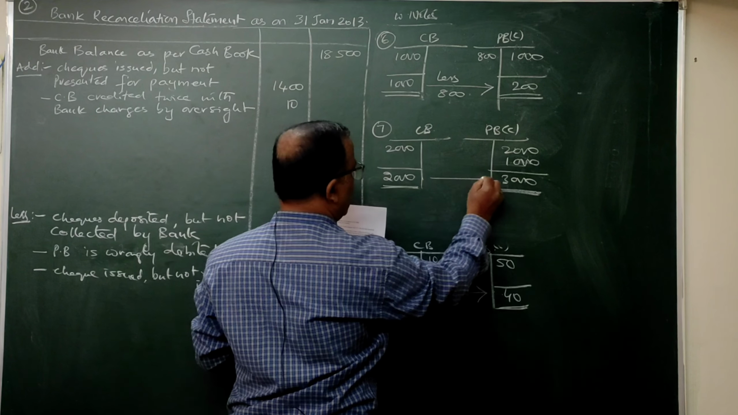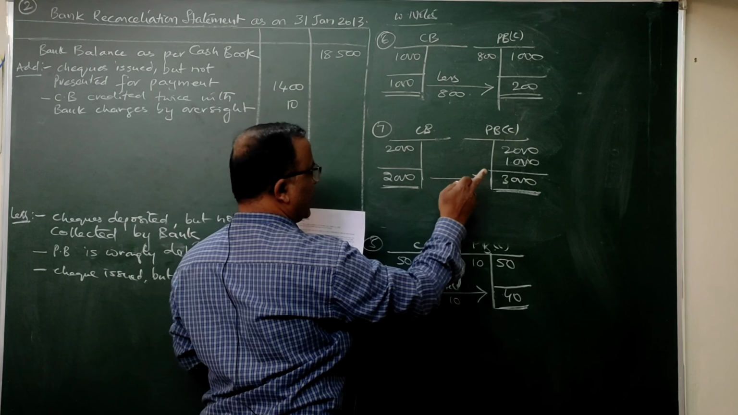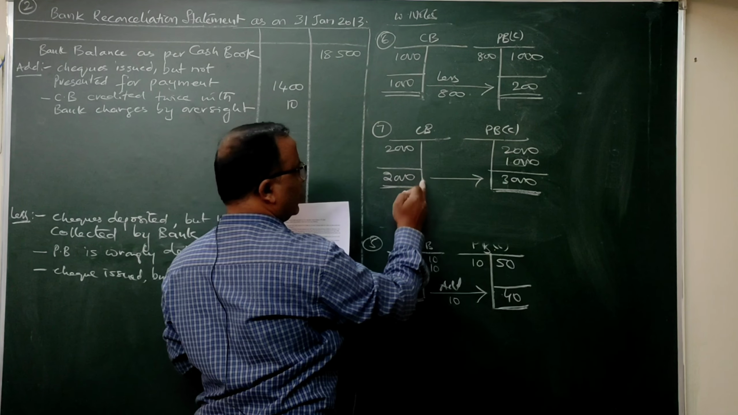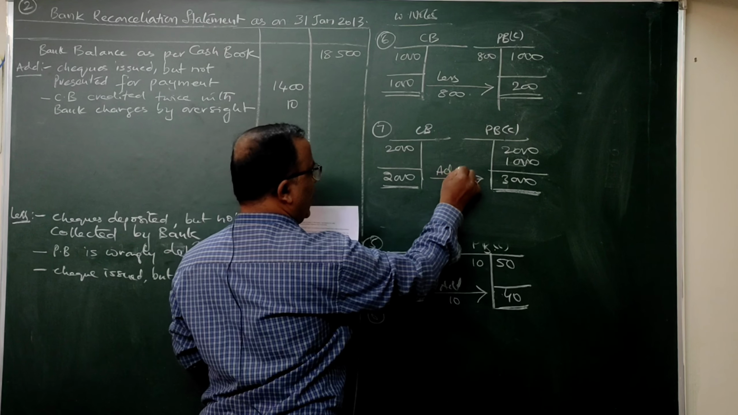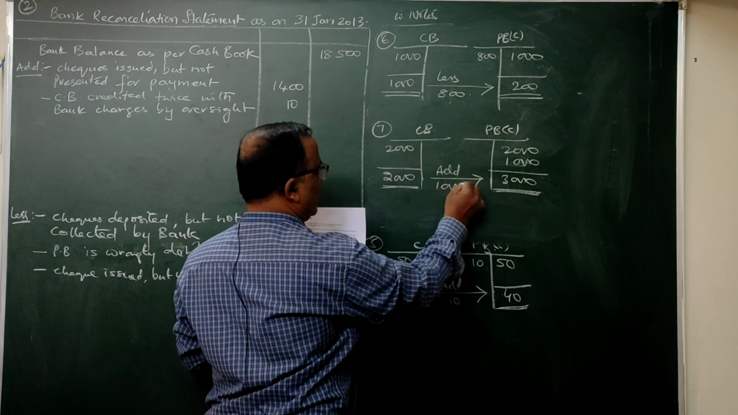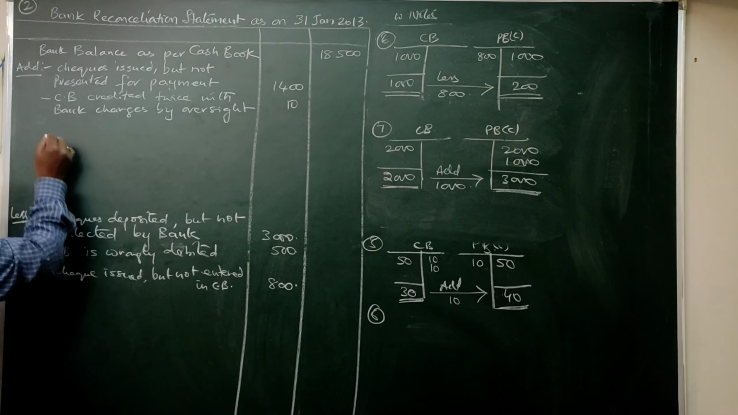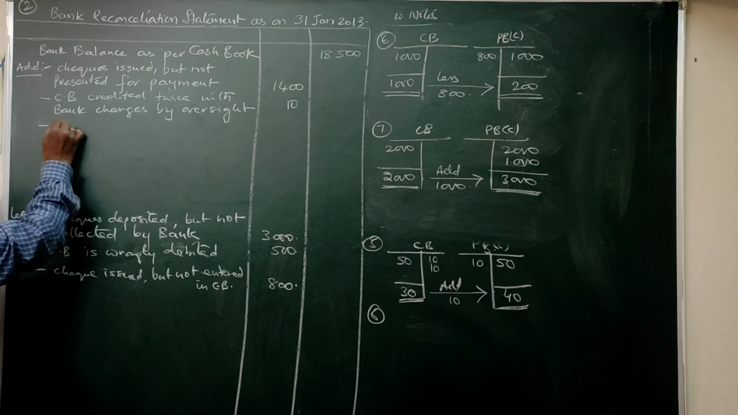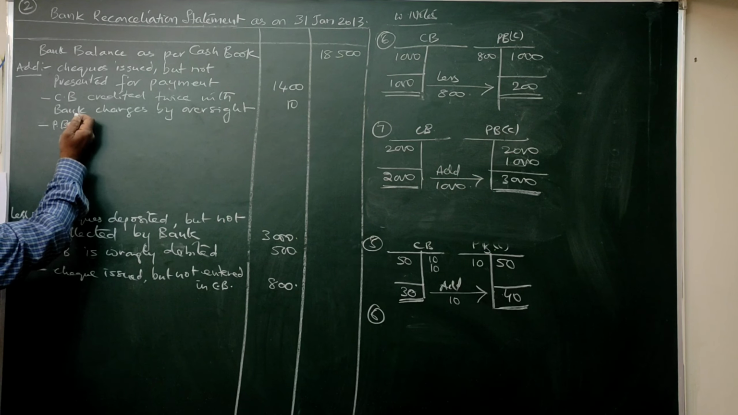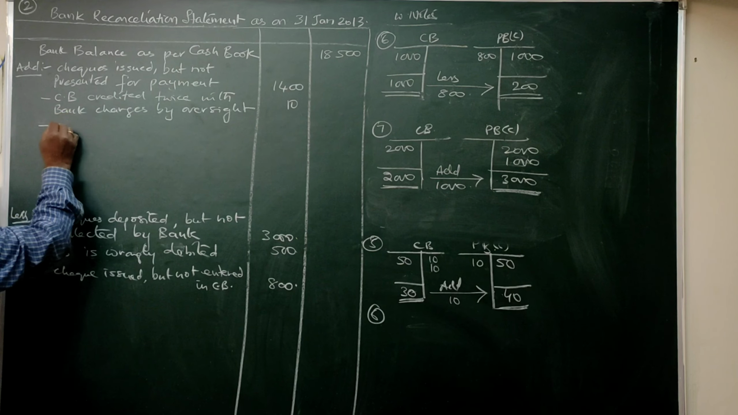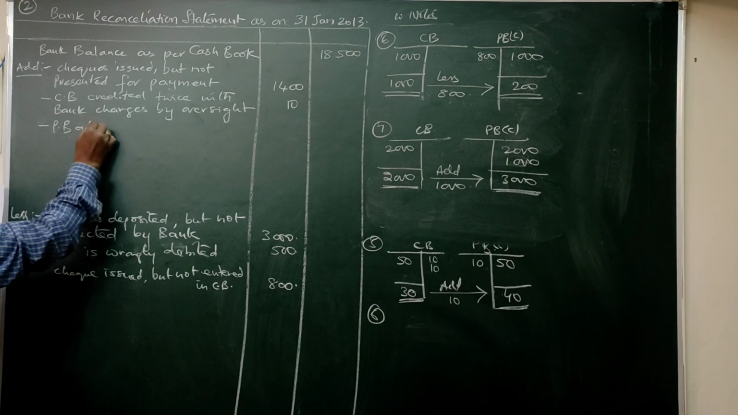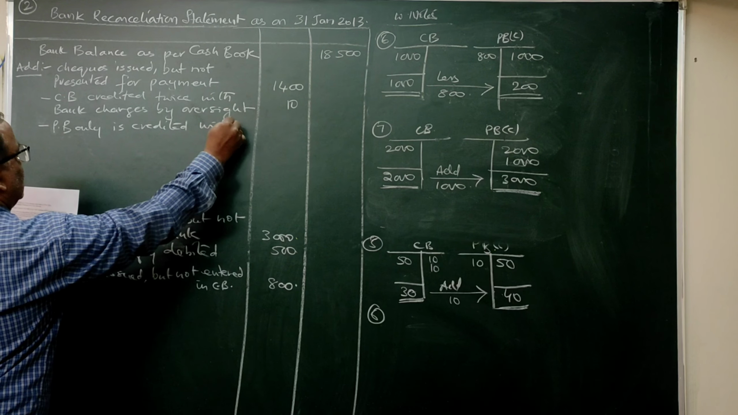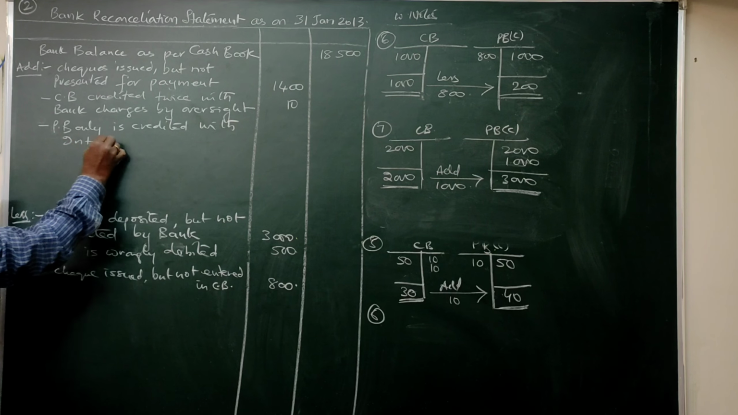So observe here what we should do. 2000 should be converted to 3000. Converting 2000 to 3000 means to this we should add. How much should we add? The difference between these two. 1000 we should add. So here we are going to add. What will you say? Passbook only is credited with interest on investments.